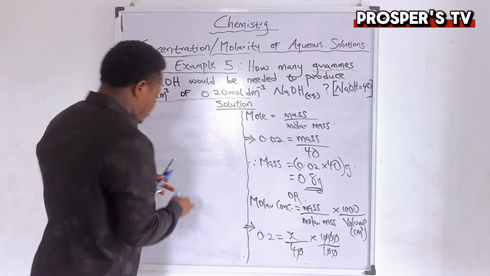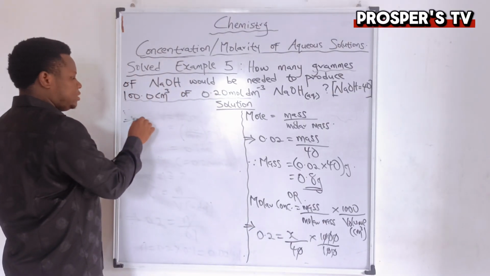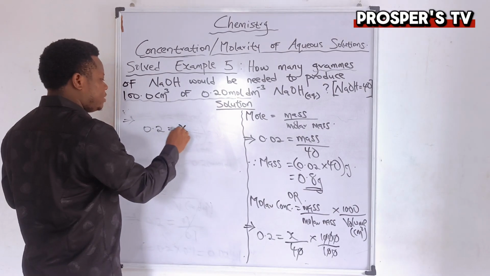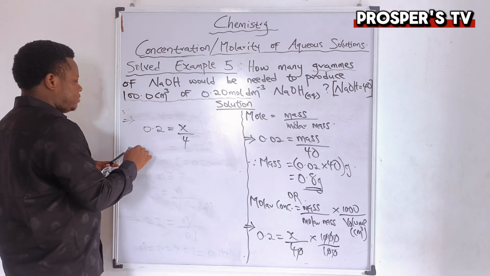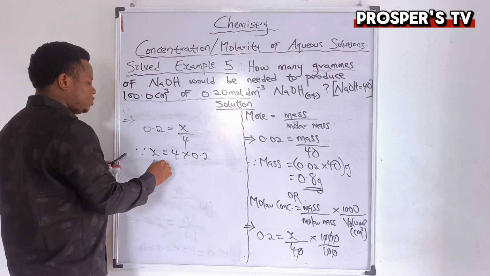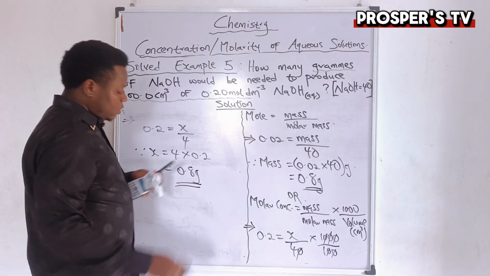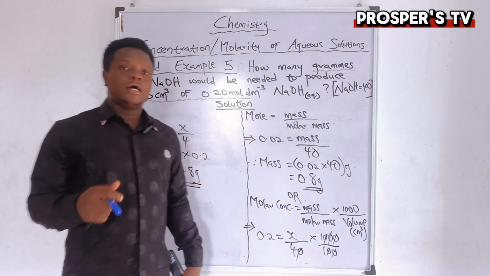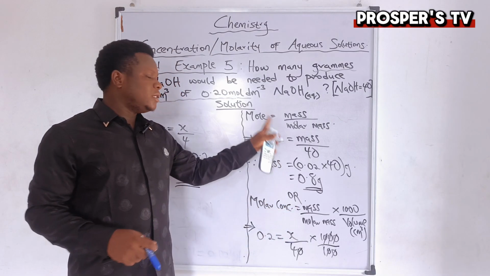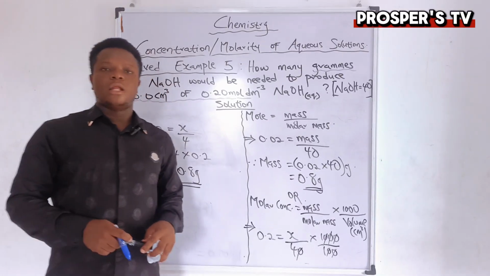So with what we have here now, what's left is 0.2 is equal to x over 4. By the time you cross multiply, we can now say that x will be equal to 4 times 0.2, which will give you the same answer, 0.8 grams. So it's advisable for exams that are time conscious, you just make use of this second formula because it's shorter than the first approach. So we'll do just one more example and we'll call it a wrap for molarity.